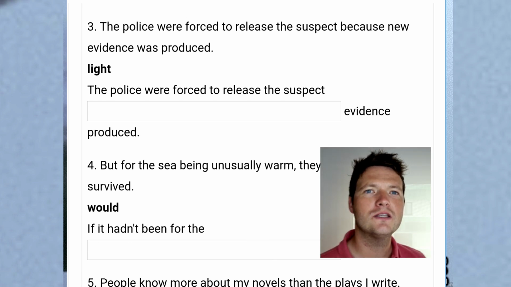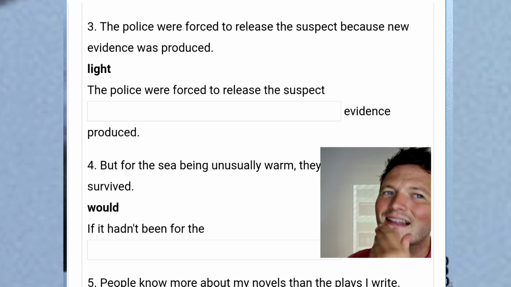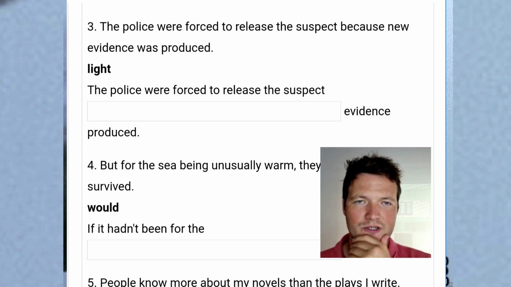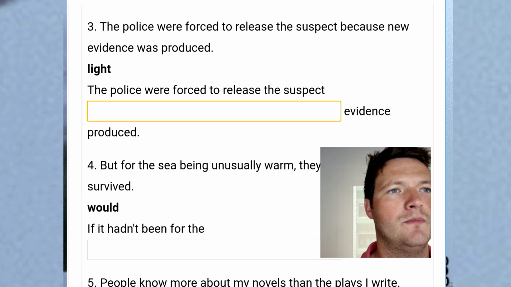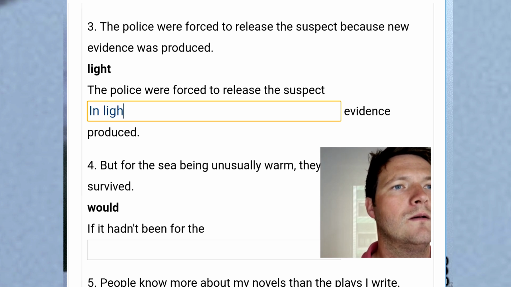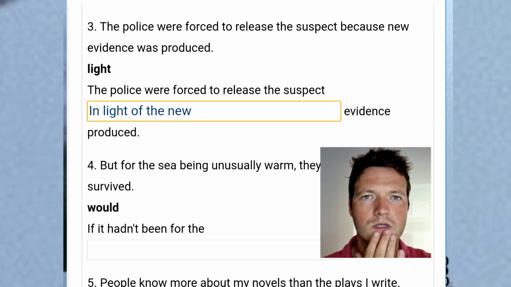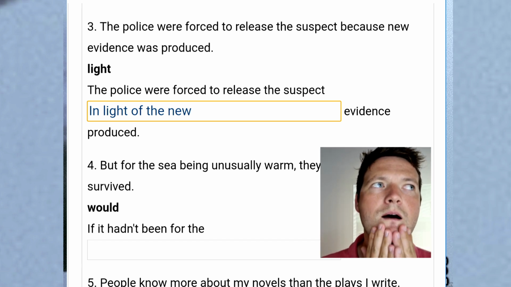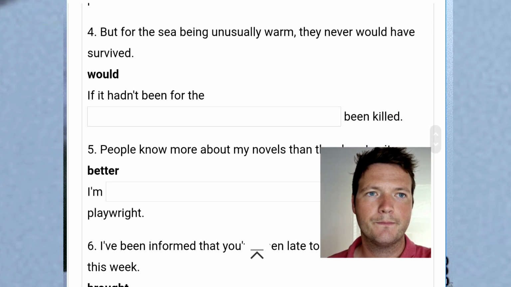Okay, number 3. "The police were forced to release the suspect because new evidence was produced." "Light." Okay, the police were forced to release the suspect in light of the new evidence produced, I think. In light of the new evidence produced, yeah. New evidence came to light, and so they had to release the suspect. It was clear he wasn't the culprit.